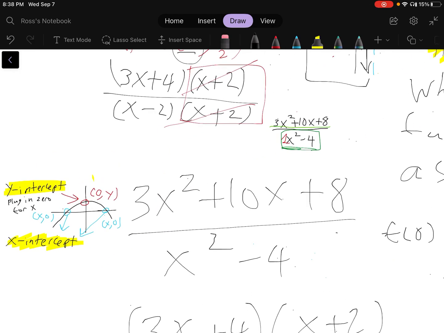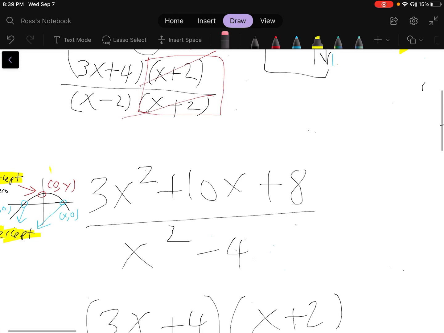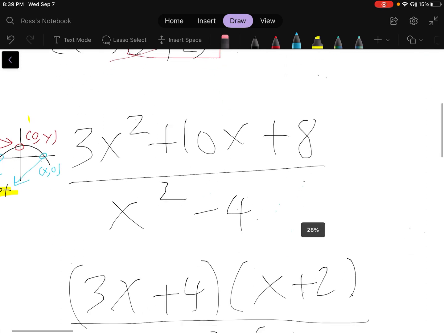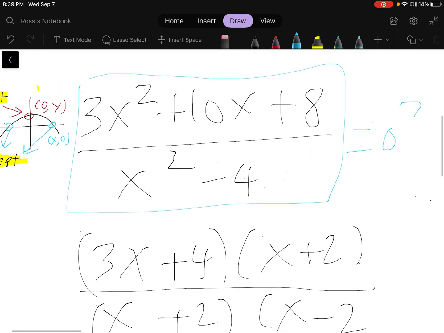So essentially, I'm just going to clean this up a little bit. What we're looking for is when does this function right here, let me highlight as I'm talking, when does this function equal 0? Take a moment, think about it. When does this equal 0? How would this equal 0?